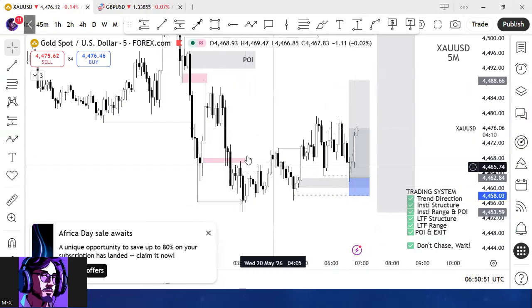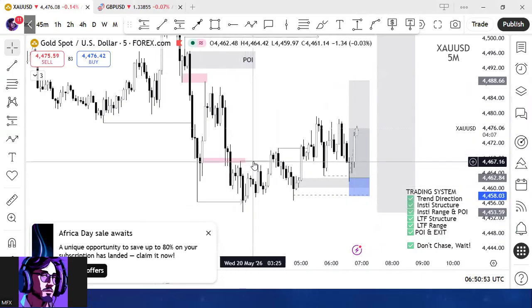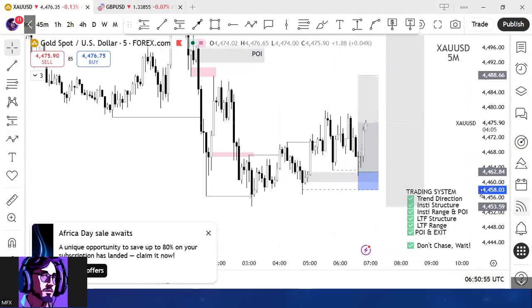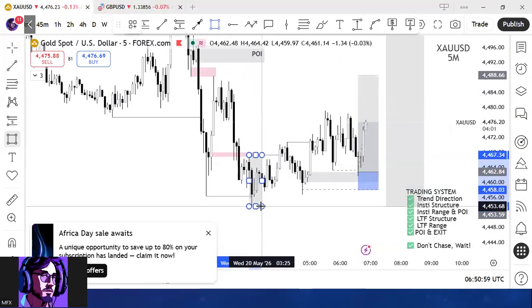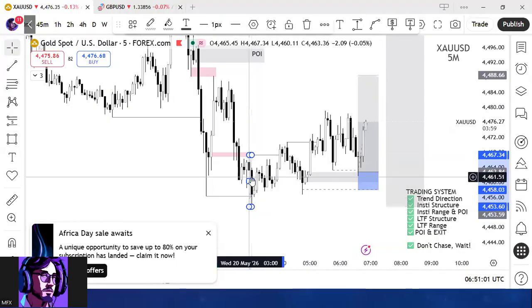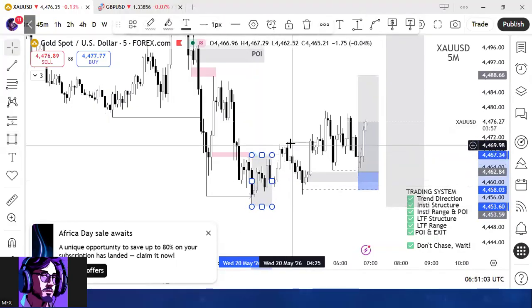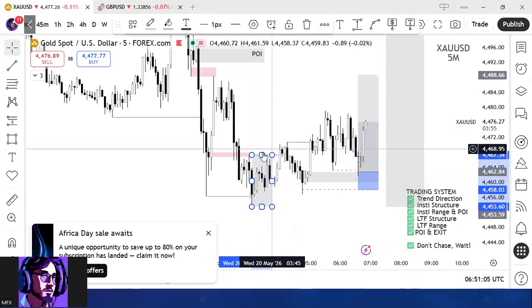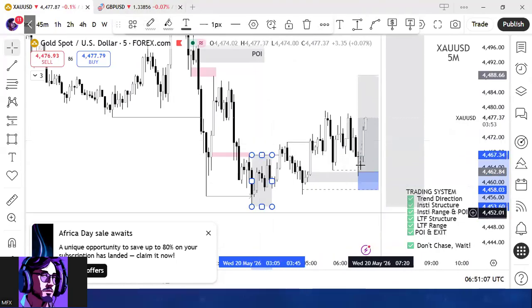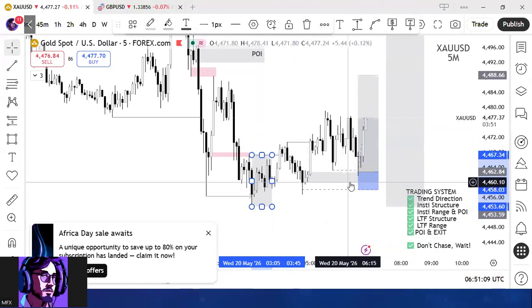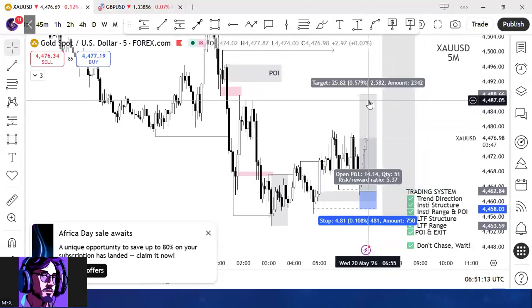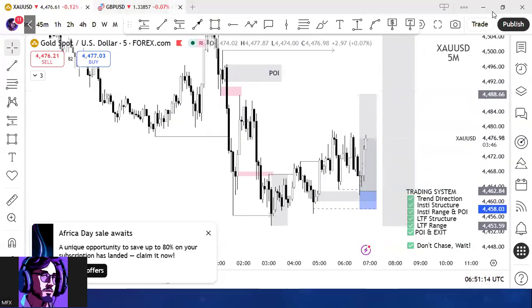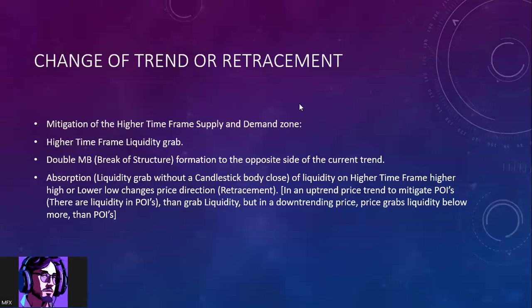So after we had this, I waited for my double MB or double break of structure confirmation on the 15 minutes, which is this. First, then second, first break of structure, second break of structure, and I looked for the POI and took that as my buy. And you can see price is already killing it. So that is that simple.